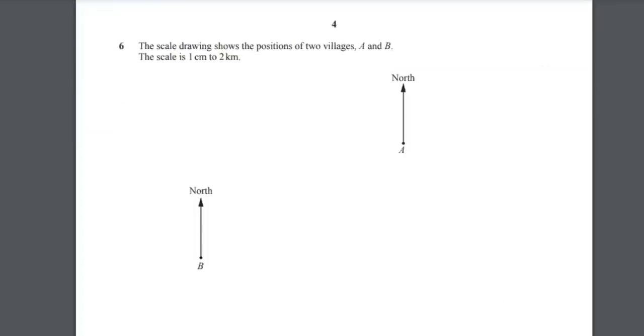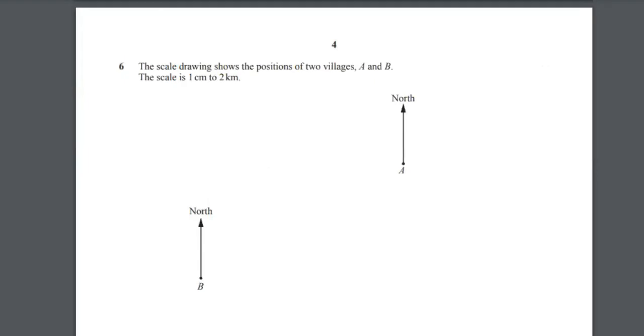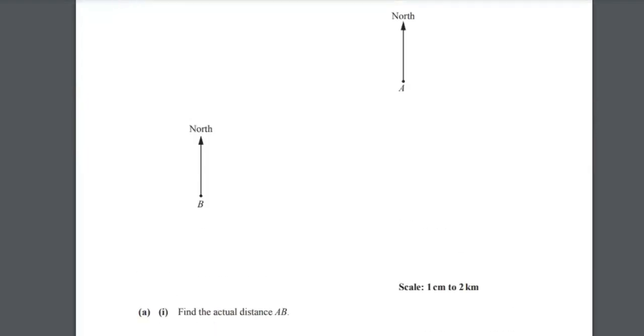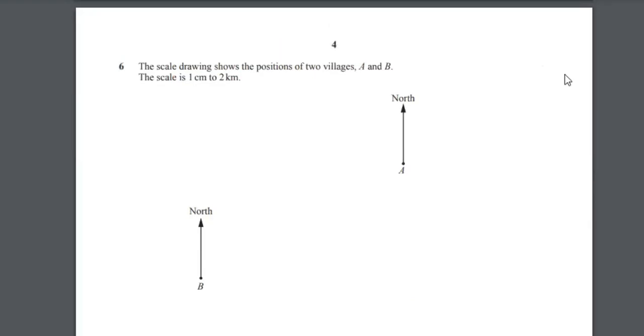Now, this is the question of bearing, because it has not been mentioned over here. The scale drawing shows the position of two villages A and B. The scale is 1 centimeter to represent 2 kilometers. So the scale is mentioned over here, 1 centimeter to represent 2 kilometers.